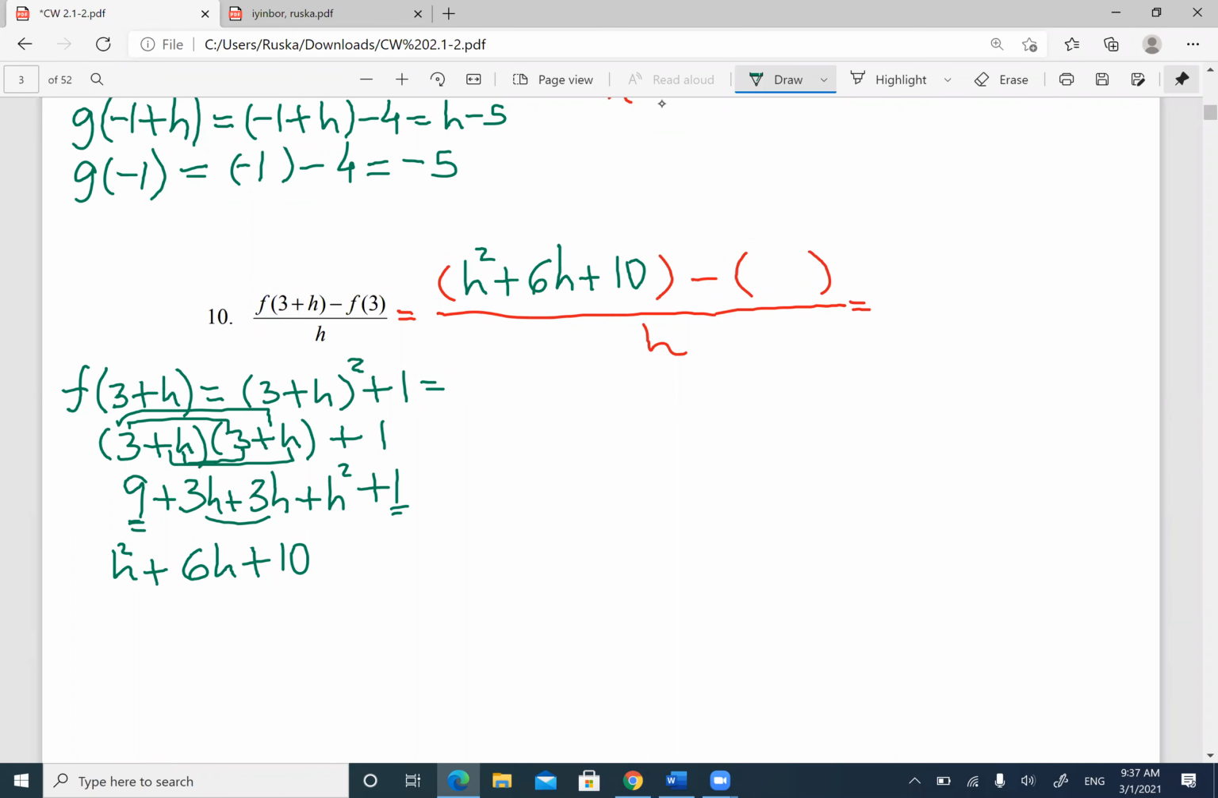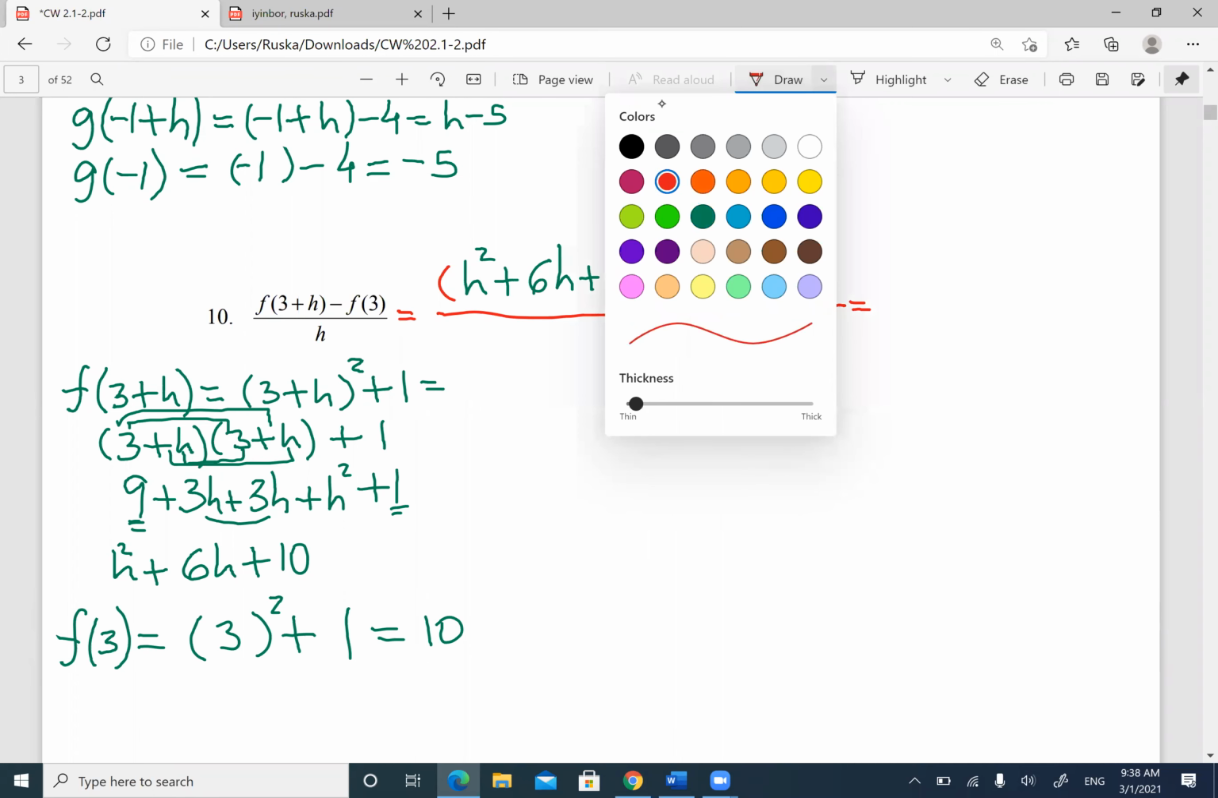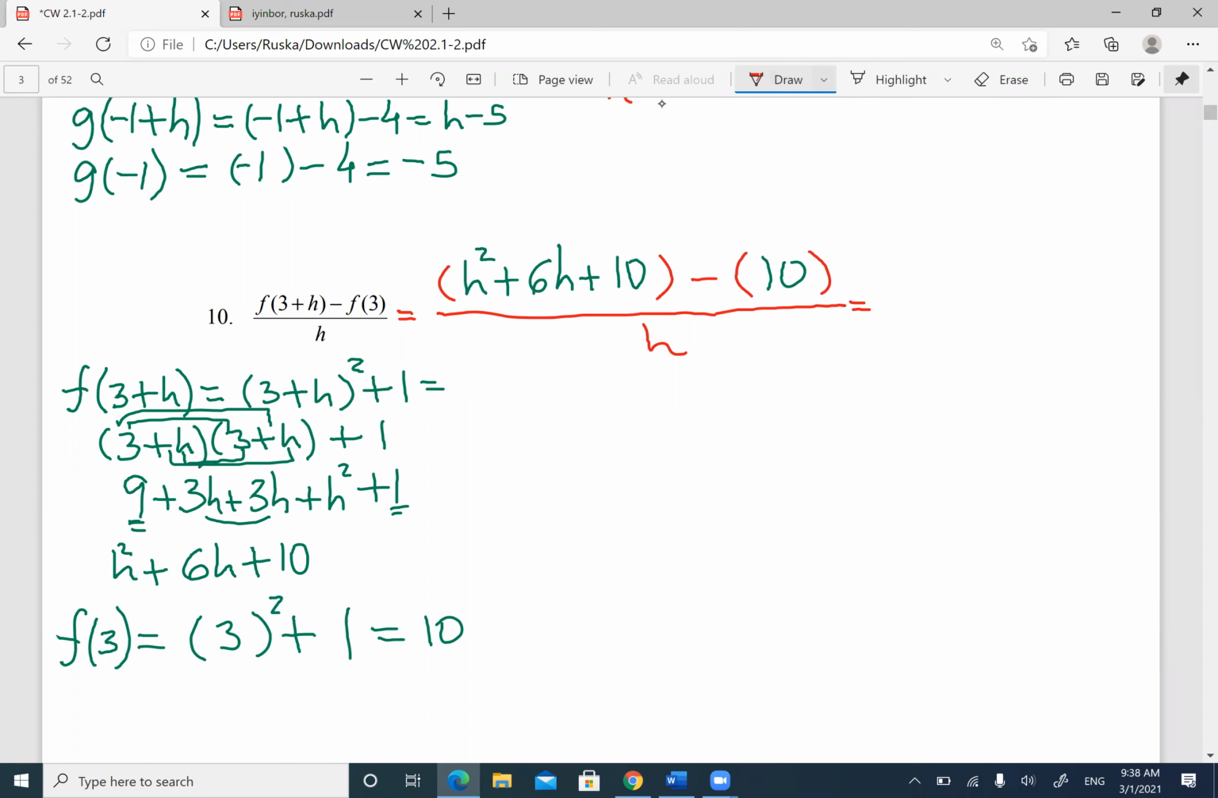Then we're going to find the next one. What is f of 3? So f of 3 is x squared plus 1. That's the function f, and you're going to plug in 3. So 3 squared is 9 plus 1 is 10. So it's going to be minus 10. Okay? So we plug in everything in this fraction. And then from here, we're going to simplify the fraction.